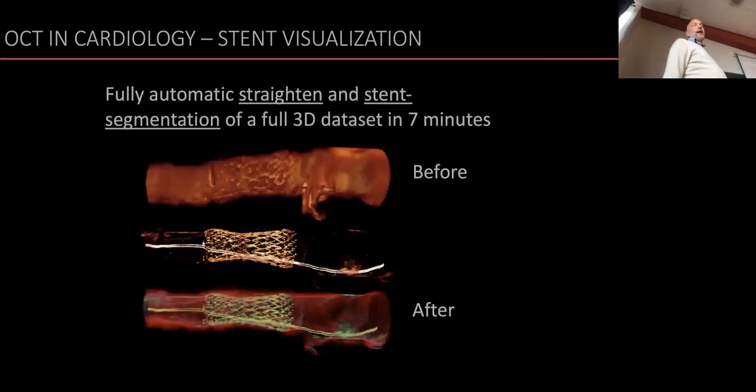And what we developed back in the days was called a fully automatic straighten and stent segmentation tool. So it helps analyzing this movement artifact, straighten it out so it wouldn't be an issue anymore. And it segmented out the stent, the metal stent, replaced it back into the data set, and really gave you an opportunity to visualize this and see if there was what we call a malposition or a correct position of the stent.